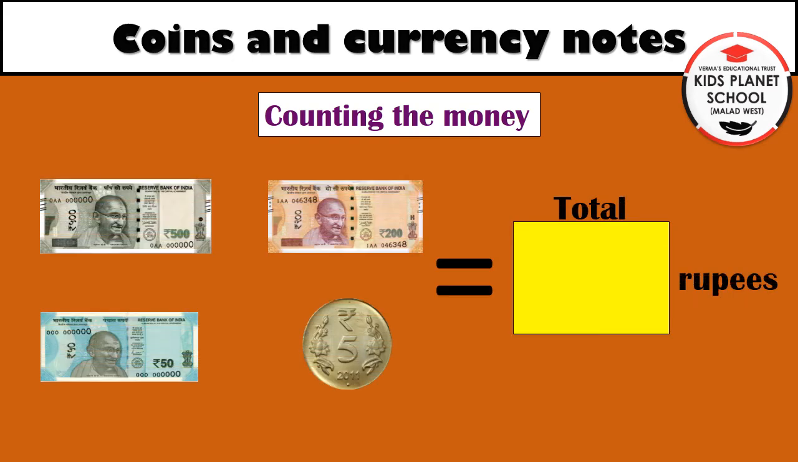Next, 500 rupee plus 200 rupee is 700 rupees. 700 rupees plus 50 rupee is 750 rupees. 750 rupees plus 5 rupee is 755 rupees. So here the total is 755 rupees.